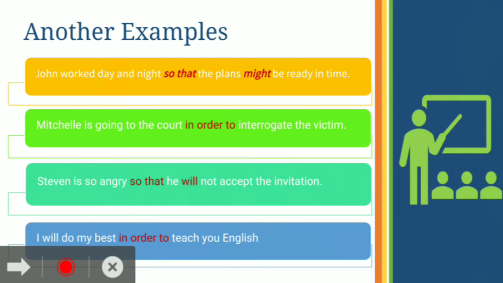Michelle is going to the court in order to interrogate the victim. Stephen is so angry so that he will not accept the invitation. I will do my best in order to teach you English.